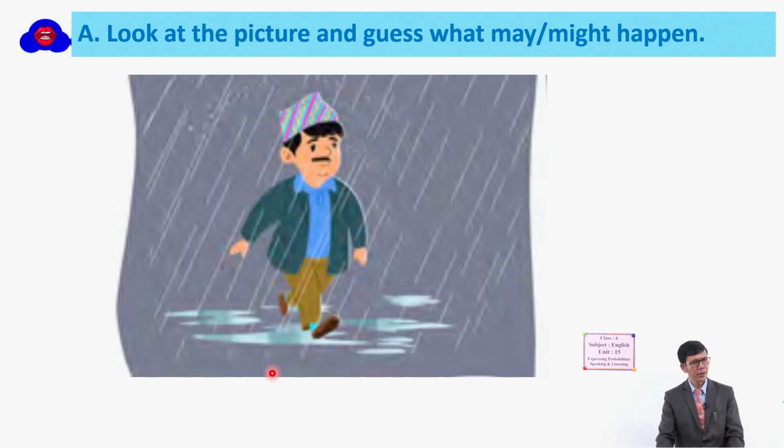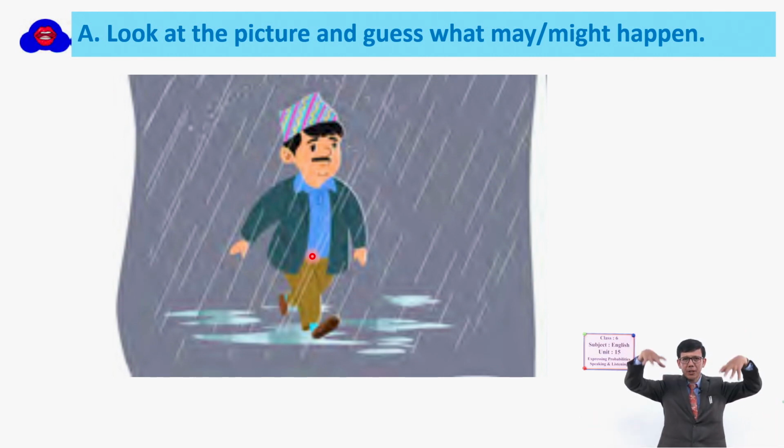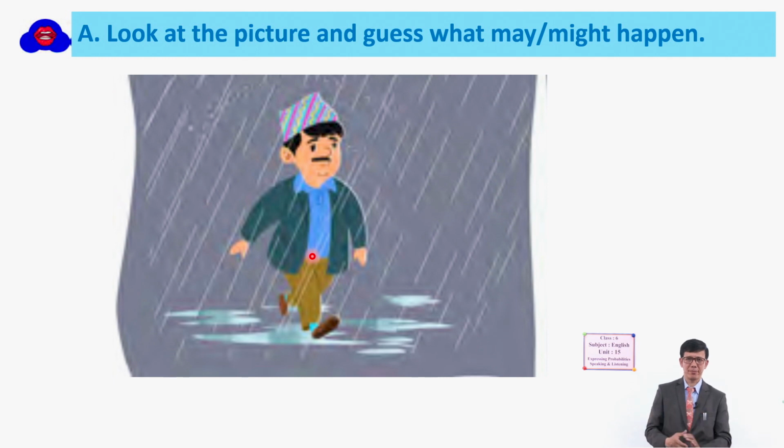Yes. What about this? Look at this picture, right? A man, okay? He is walking along the path somewhere. And what is happening there? Oh, raining, right? So what might happen then? If it is raining over there, so what may or might happen? Right. Okay, so you can tell me.